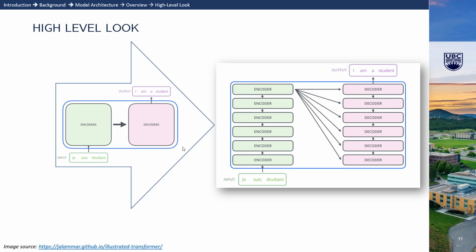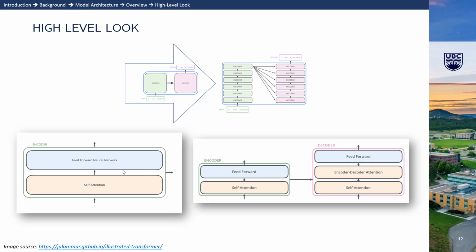In this paper, the authors stacked 6 encoders on top of each other. There is nothing particular or specific about this number 6. We can definitely experiment with other arrangements. Please note that this is a high-level look and we are going to delve into the details of each of the components of this figure in the next few slides.